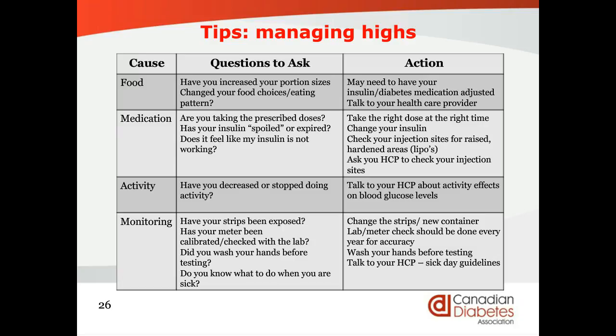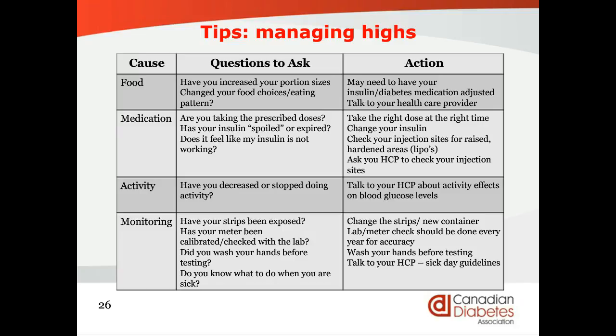Has your meter been checked? Have you had it calibrated? It is recommended that you have a lab meter check done at least once a year for accuracy. Usually, on the requisition when the doctor sends you for your lab work, you can ask them to add a lab meter requisition, so that after the lab technician has taken the blood from your arm, they will ask you to prick your finger and test your blood sugar, and they will write your blood glucose reading on the requisition as well.